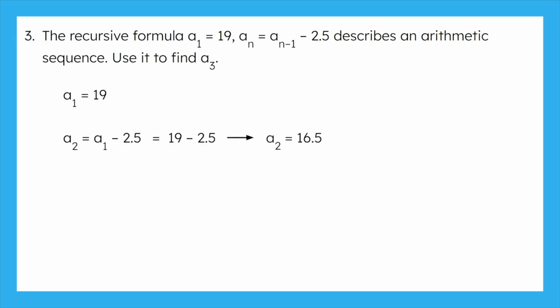Now for the term we really want, a sub 3. It's equal to a sub 2 minus 2.5. That would be 16.5 minus 2.5, and subtracting will give us a final answer of a sub 3 equals 14. Nice work.